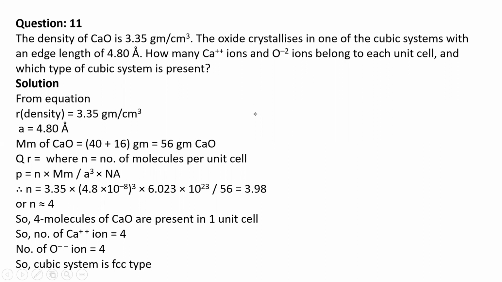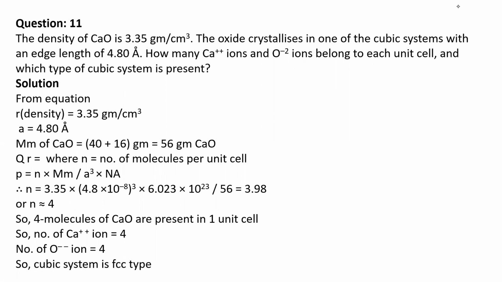The density of calcium oxide is 3.35 grams per centimeter cube. The oxide crystallizes in one of the cubic systems with an edge length of 4.80 angstroms. How many calcium ions and how many oxygen ions belong to each unit cell, and which type of cubic system is present?